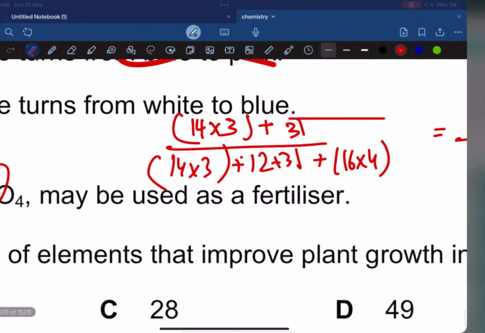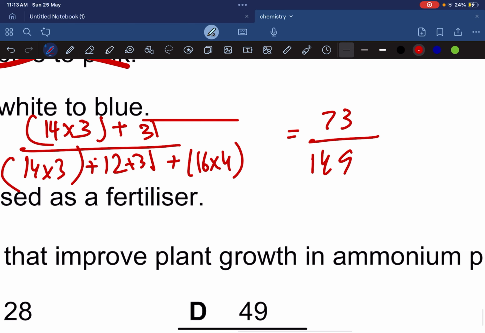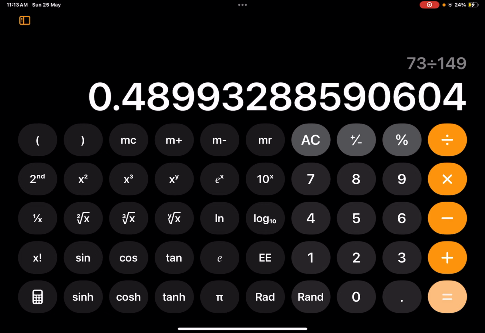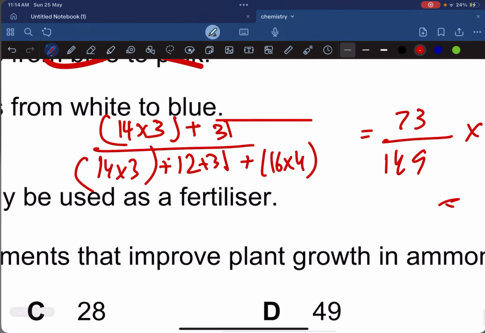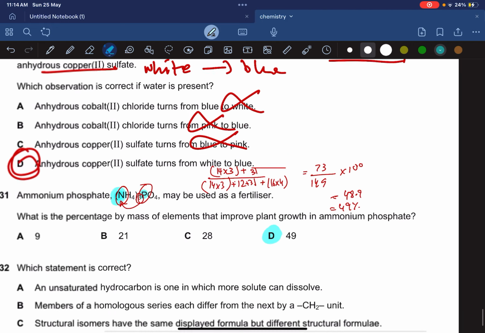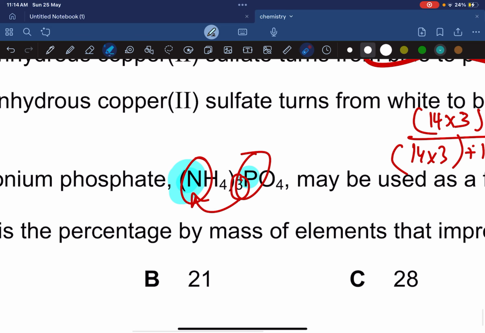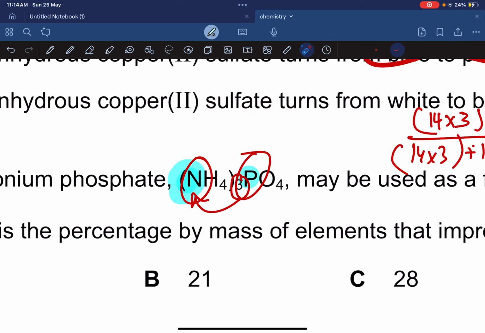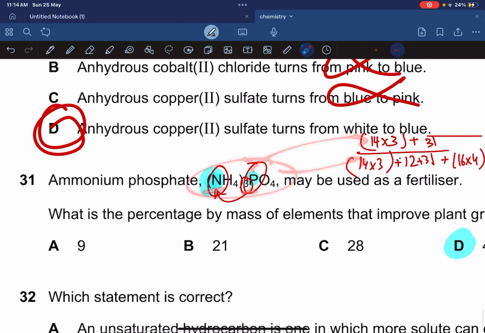So upon 149 times 100, which is 73 divided by 149 times 100, which is going to give me 48.9%. 48.9 equals 49% if we round it off, which makes option D correct. Okay, I hope you got it. You just had to look for those elements that improve plant growth. In NPK fertilizers, you want nitrogen in your fertilizer, you need phosphorus and potassium. So nitrogen and phosphorus mass you had to take above, the total mass below, and times 100.